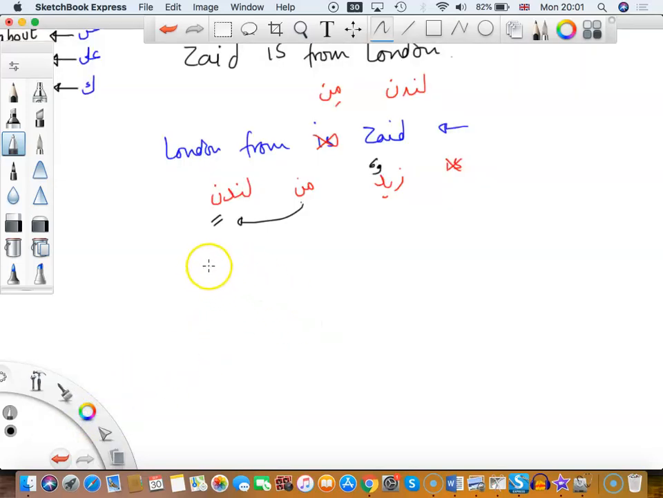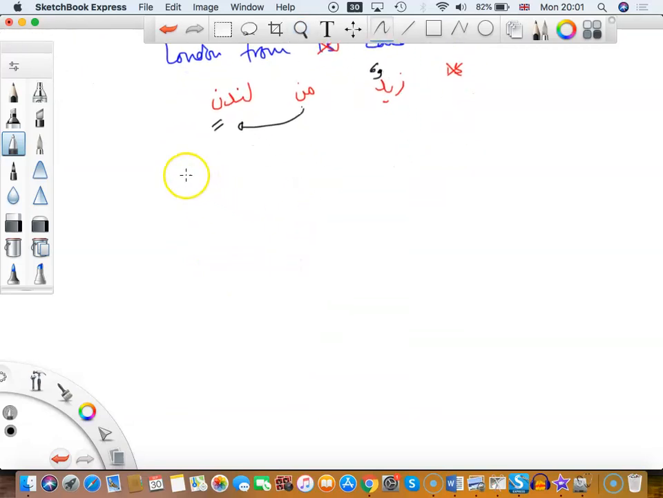Okay, next example. Fatima wrote with the pen. Fatima wrote with the pen. So what's pen in Arabic? Yeah, qalam. And what's wrote? Yeah. Okay, so have a go at this one then.